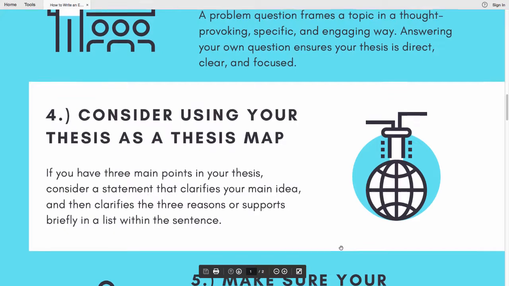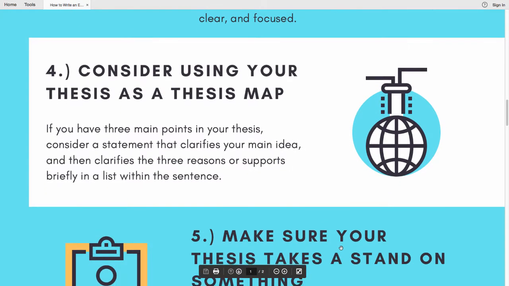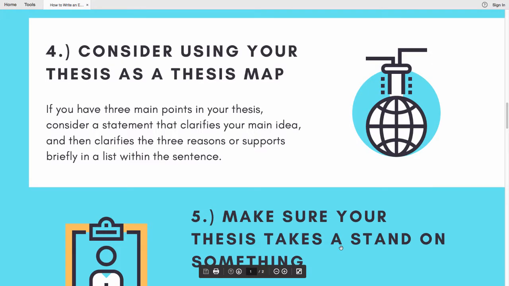Number 4, consider using your thesis as a thesis map, or a map for your entire essay. So if you have 3 main points in your thesis, let's say, you may have 2, you may have 4, but let's just say you have 3 key points. Those key points back up your thesis. So if you have 3 main points, consider a statement that clarifies your main idea. That's your overarching main idea. And then you have the 3 key points that will support it.